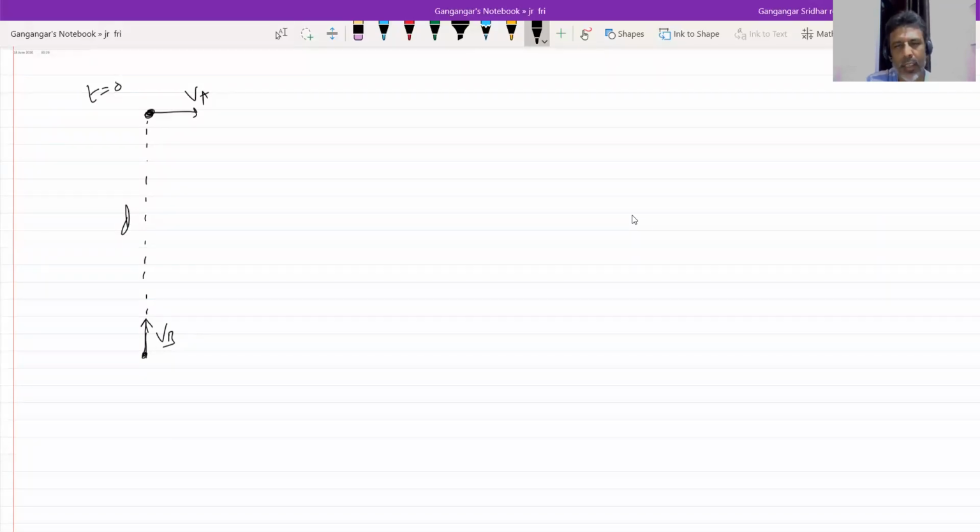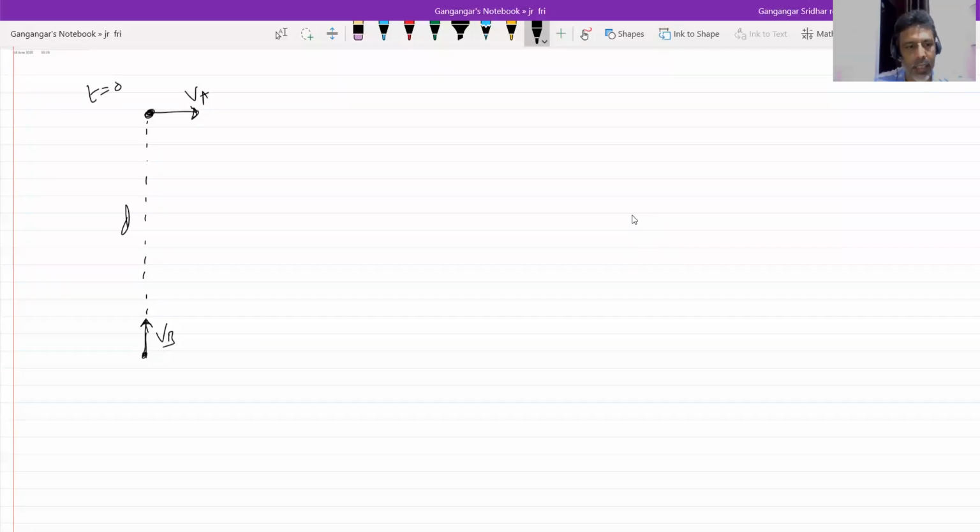So what actually happens here is what you have to analyze first. Don't go for any formula that is given in the book. First, you have to understand the situation. At t equals 0, what is the separation between them? D. And VA and VB are uniform velocities.